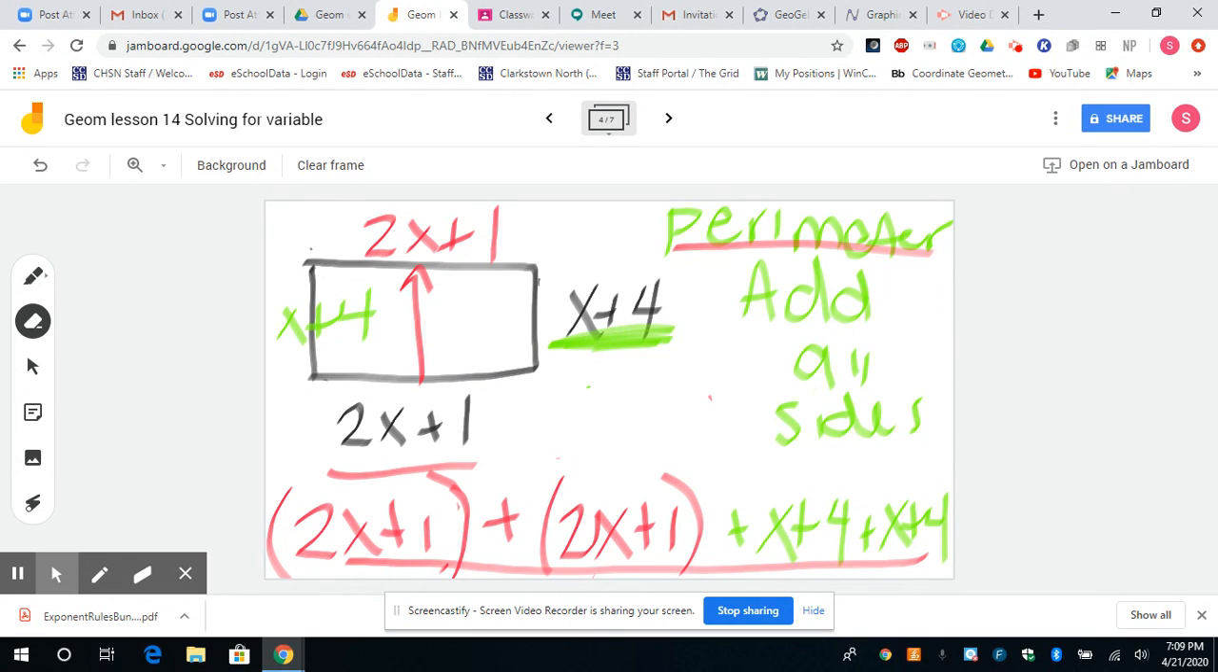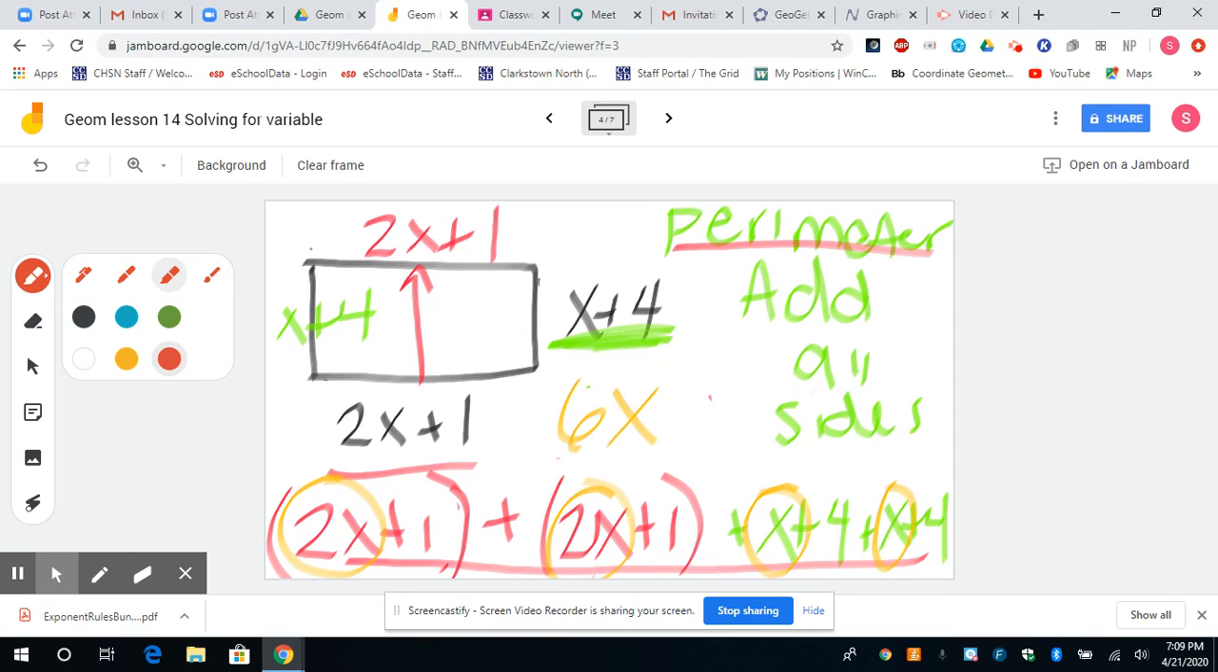But if we combine like terms, let's combine all our x's. So we have 2x plus 2x is 4x, plus x is 5x, plus x is 6x. And then let's add all the numbers together. 1 plus 1 is 2, plus 4 is 6, plus 4 is 10.